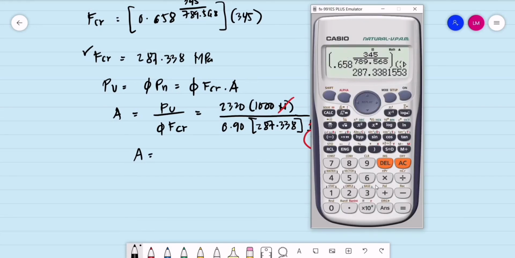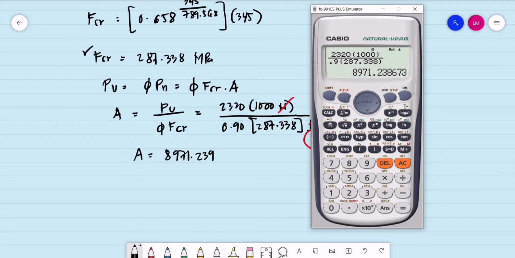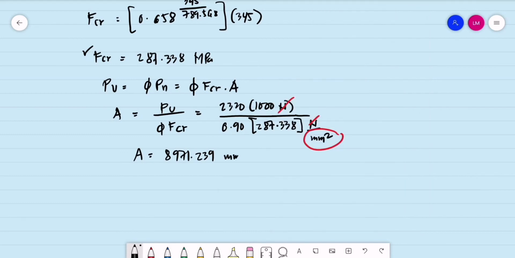So computing for that value, this is 2,320, the ultimate load, times 1,000 to be in newtons. Then divided by 0.90, multiplied by 287.338 megapascals. So the required area is 8,971.239 square millimeters. So this is the required area based on our initial computation.